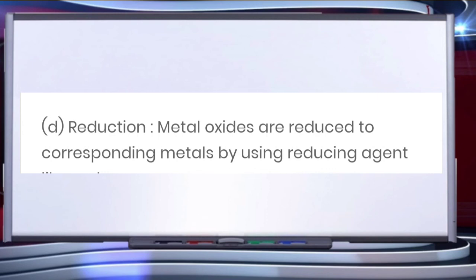What is reduction? Metal oxides are reduced to corresponding metals by using reducing agents. Since these metals are moderately reactive, their oxides cannot be reduced by heating alone. Thus, their oxides are reduced to metals by using a suitable reducing agent, such as carbon, or sometimes highly reactive metals like sodium, aluminium, etc. are also used for doing reduction.